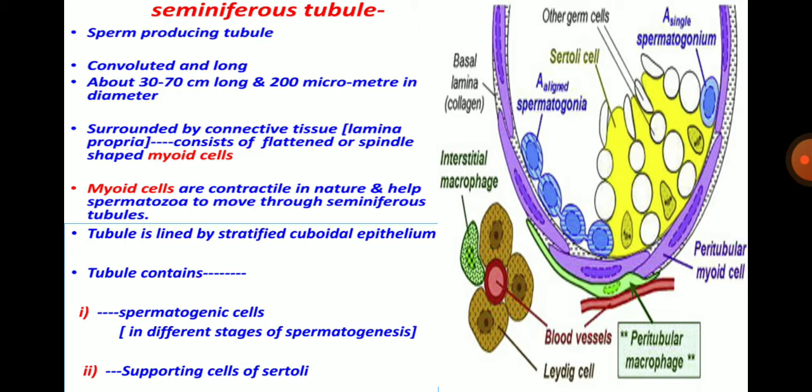What are these myoid cells? They may ask for 1 mark about what myoid cells are. These are contractile in nature and help spermatozoa to move through the seminiferous tubules.